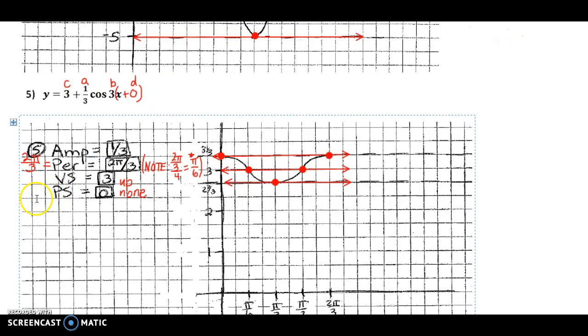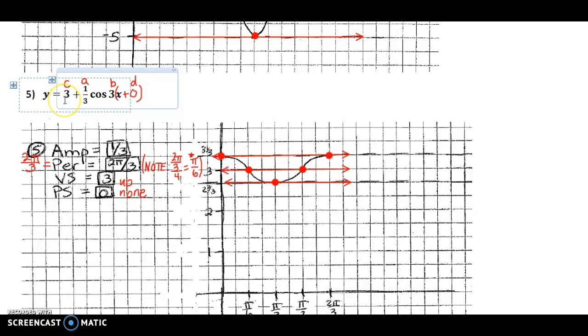Number 5 real quick. C is the number out front, which is positive 3.